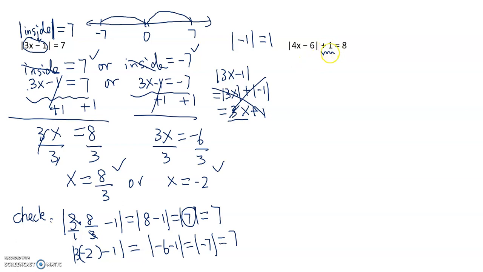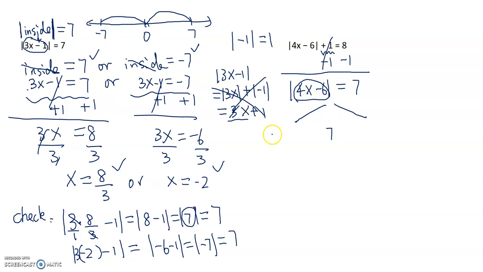We cannot do that. So first thing we have to do is to get the absolute value sign by itself. So we subtract 1 from both sides. Now, we have absolute value of 4x minus 6 equals 7. Now we can treat the inside as a single number. So if one number is 7 units away from 0, that number has to be either 7 or negative 7. Well, this number inside is 4x minus 6. So we have 4x minus 6 equals 7, or 4x minus 6 equals negative 7.